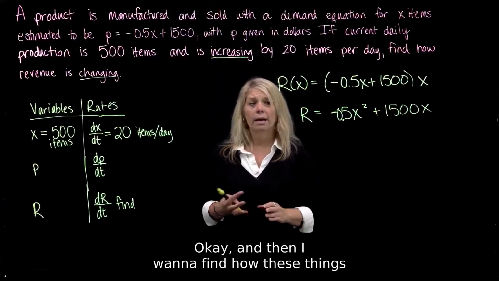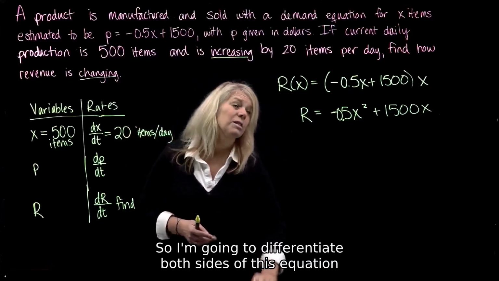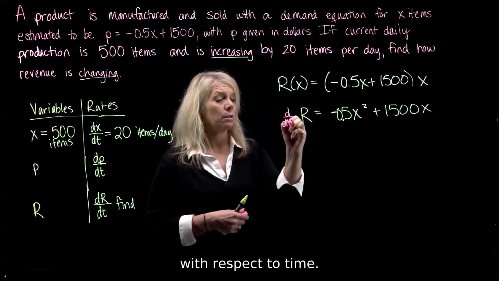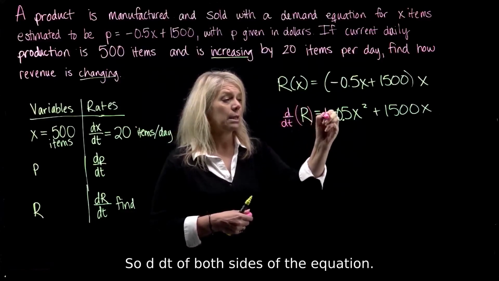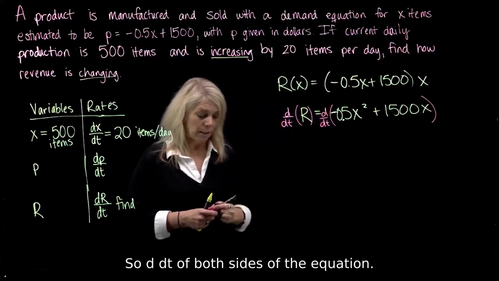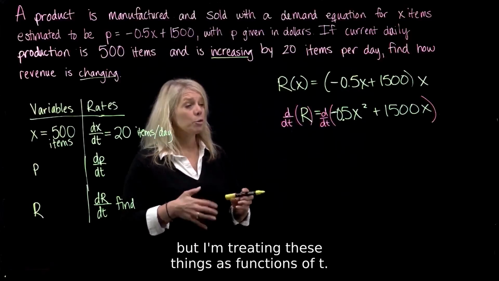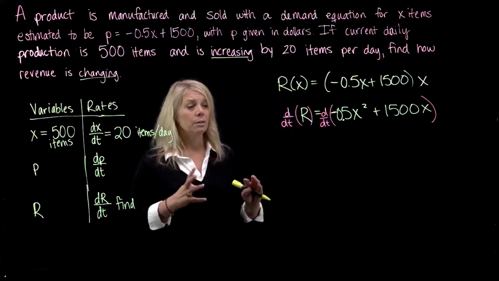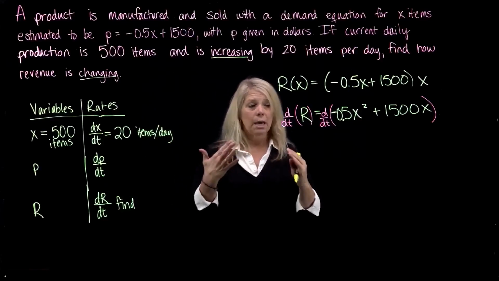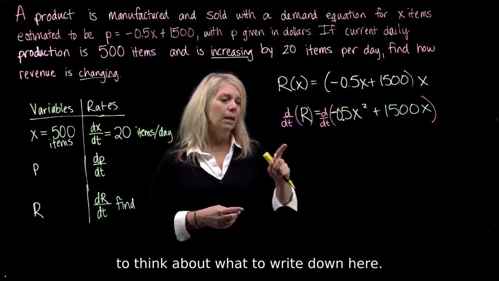Okay, and then I want to find how these things are changing with respect to time. So I'm going to differentiate both sides of this equation with respect to time. So d/dt of both sides of the equation. Notice that my equation doesn't involve t, but I'm treating these things as functions of t. So this is where we use implicit differentiation, or really chain rule, kind of just two versions of the same thing, to think about what to write down here.